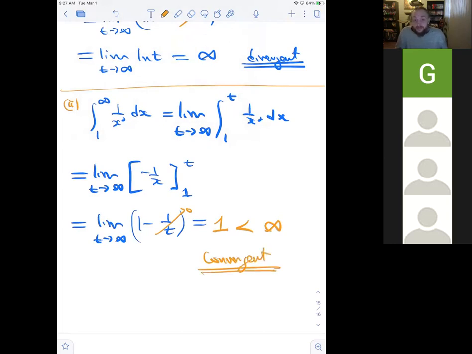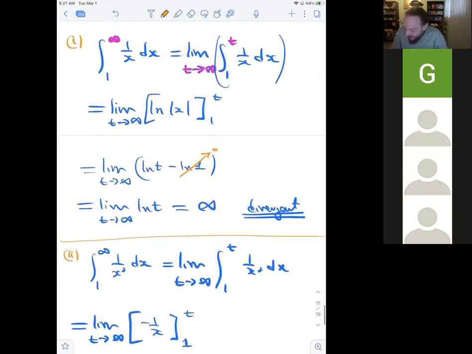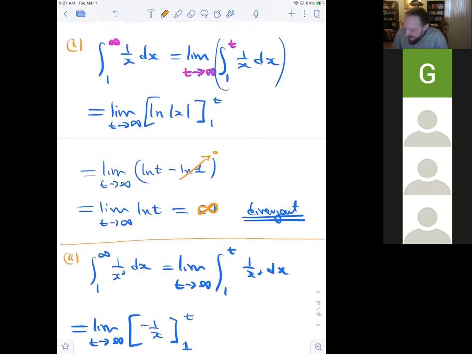The conclusion: if you get a number and it's less than infinity, then we call this a convergent integral. When we get positive infinity, we get divergent, is what we call it. So this is the rough idea of improper integrals type 1 and type 2.